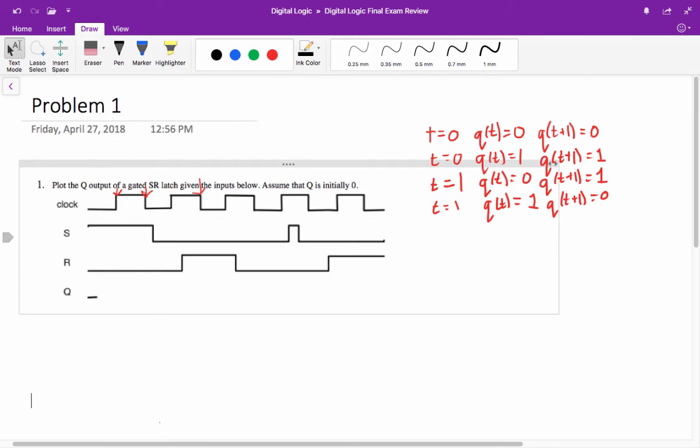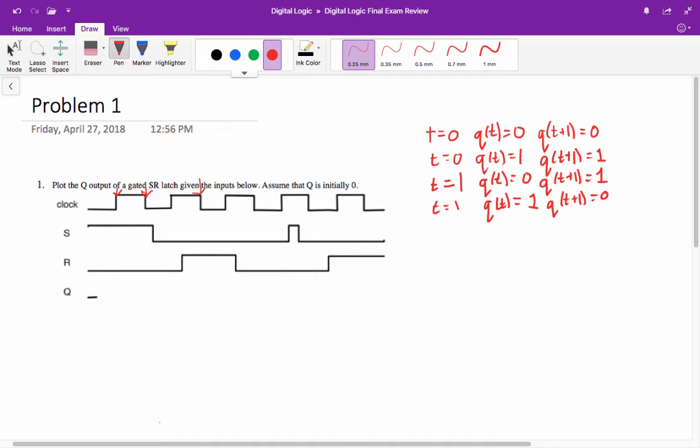So we have our clock, and we have our signals for S and R. What the clock is telling us is that it's gated, and we want to see what the output is. I like to draw little vertical lines that tell me when I might make a change. Now since it's gated, it can only change while the clock is 1.